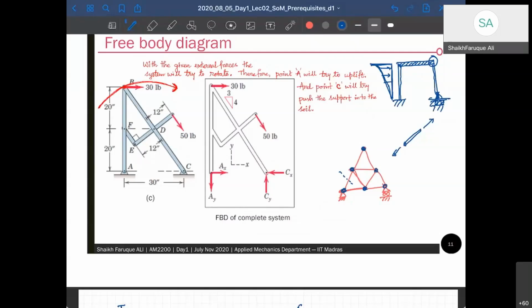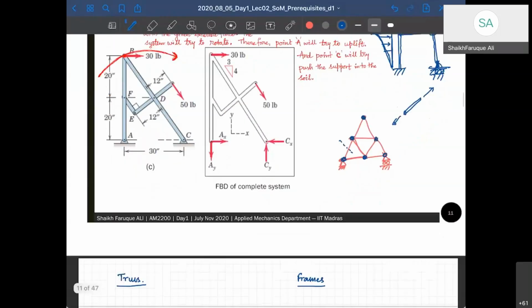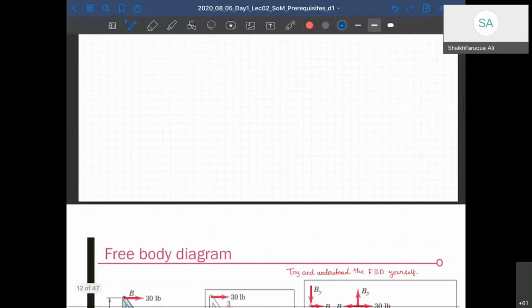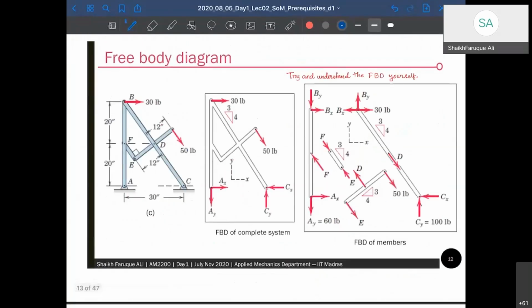I hope you can draw the free body diagram for this member. If you cannot, it is drawn here in this slide. You can go through this slide and you can understand how the member free body diagrams are drawn. As you can see, each of the members has been freed separately.